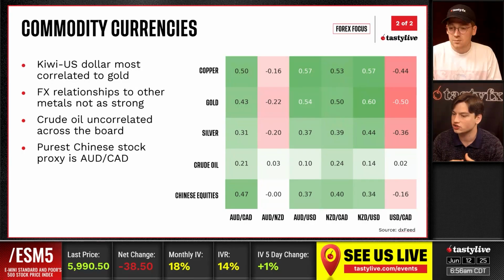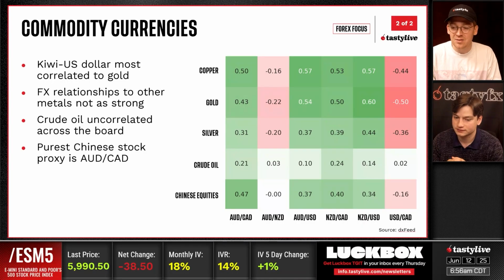Copper, silver not showing any higher levels of correlation, and pretty much those green crosses across the board for Aussie or Kiwi, no matter what they're trading against, except if they're trading against each other, it looks like it's a wash. But it's Aussie and Kiwi against pretty much any of the other major currencies, you're going to get that positive correlation to Chinese equities, to the commodities that you have up here as well.